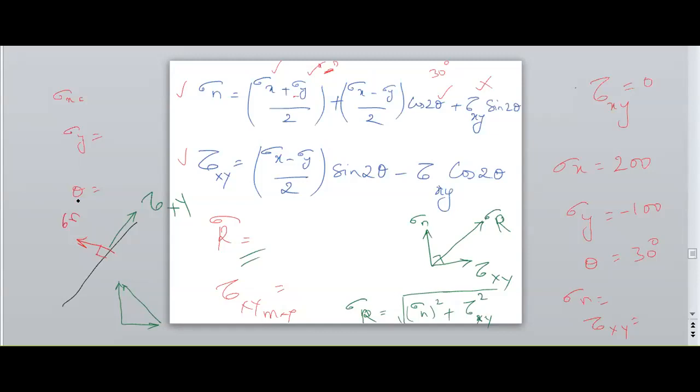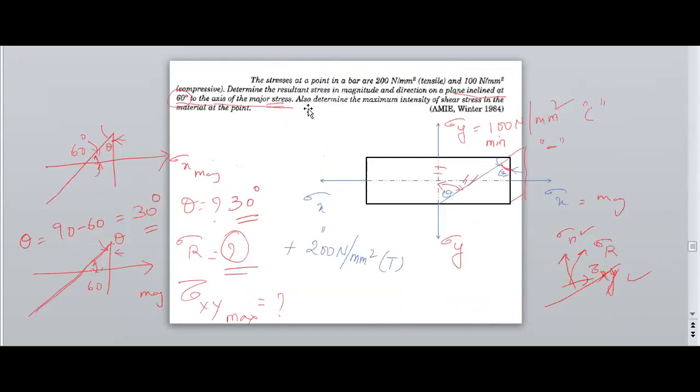And the second case in the problem: also determine the maximum intensity of shear stress in that material. Here we are not applying any shear stress on the faces, but on the inclined plane, shear stresses are developed. So he needs the maximum shear stress.